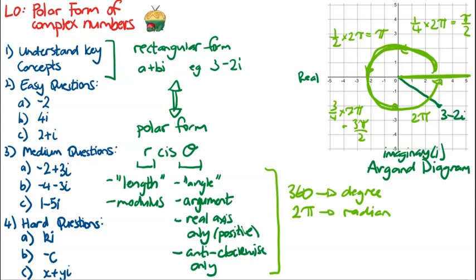So knowing half pi, which we had up here, pi, and then 3/2 of pi, and then 2 pi, we may need to use that information to calculate the modulus, or to calculate the argument to find our polar form.